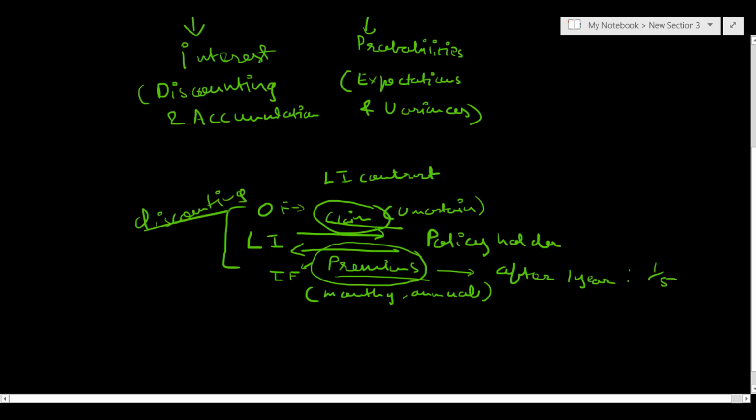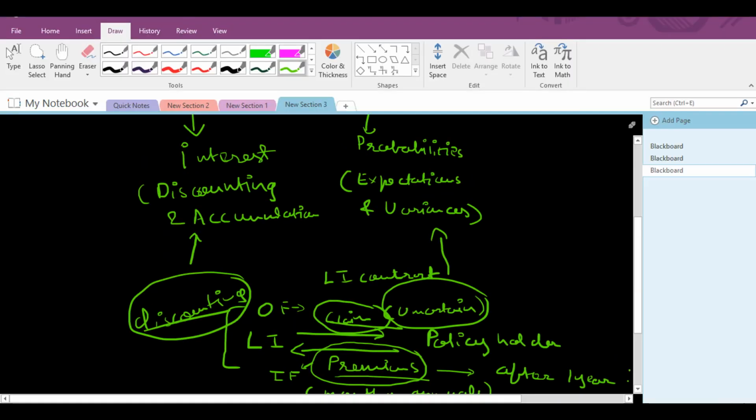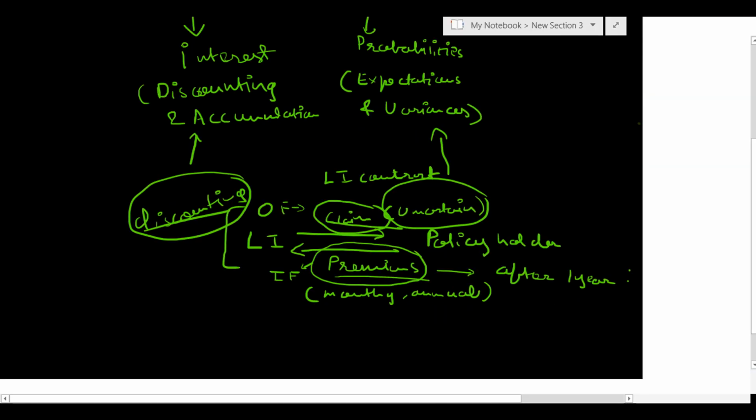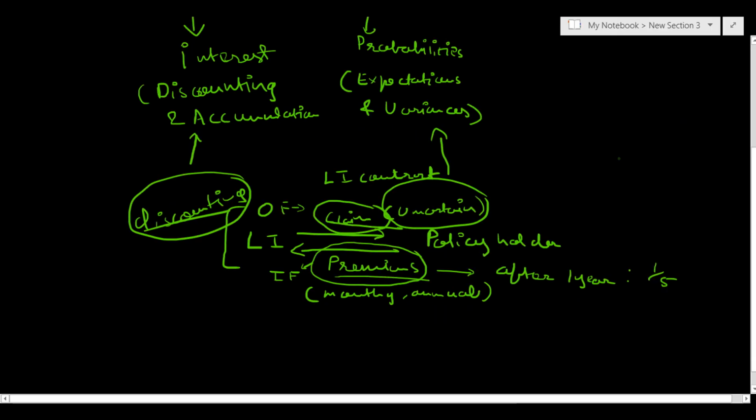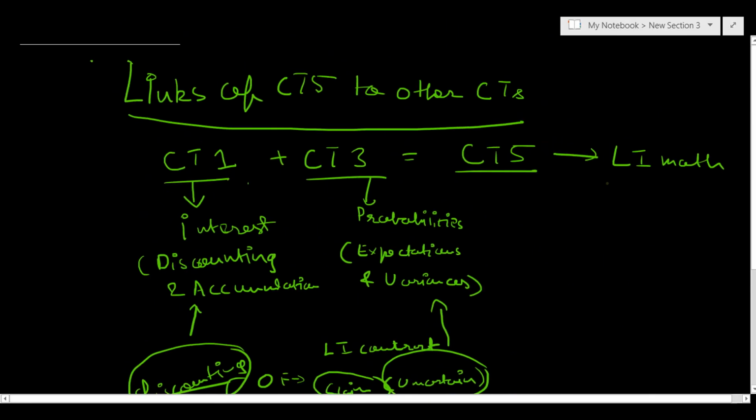As this involves discounting and an element of uncertainty, that is probabilities, we need subject CD1 and we need subject CD3. So if I talk about subject CD5, it is a combination of these two subjects. That is why I say CD5 is equal to CD1 plus CD3.